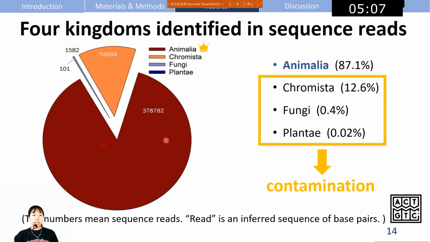Okay, in this pie chart, we can observe that Animalia occupies the highest proportion of the sequence reads, accounting for 87.1%. The other three kingdoms were considered to result from contamination. So this study just focused on Animalia for discussion.